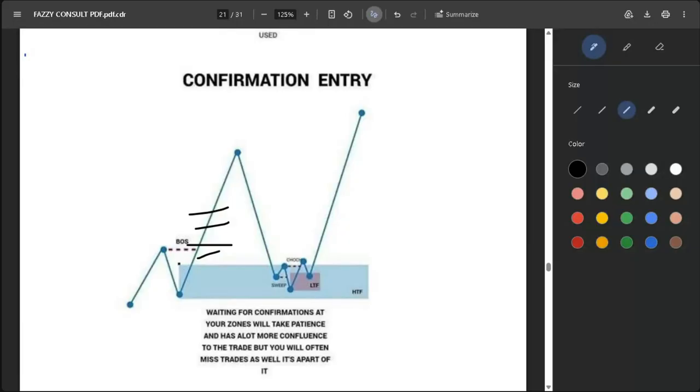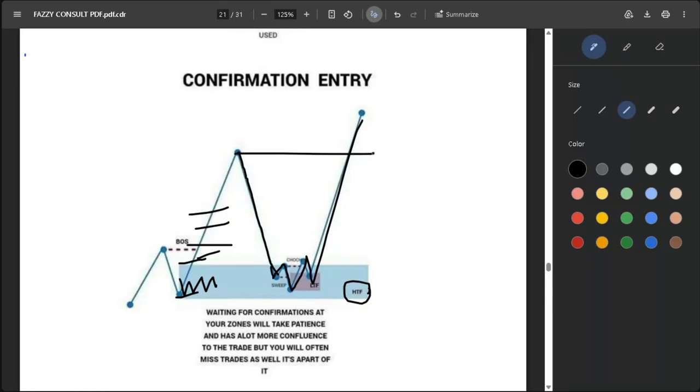Focus on the extreme order block, which should be somewhere here. Now, if this is 4 hour, are you seeing it? This is 4 hour, higher time frame. Wait for price to come. Once price comes here, drop to 15 minutes. On 15 minutes, you want to see change of character. Once you see that change of character, enter and target the next high, which is here.